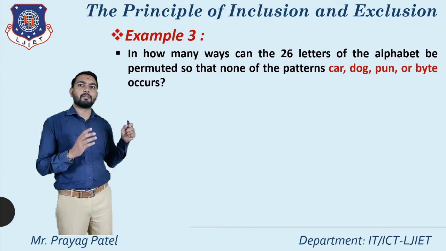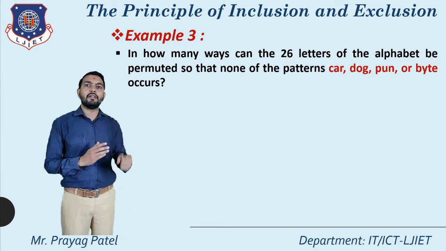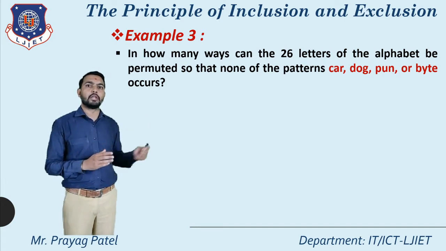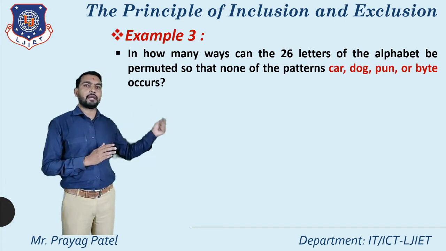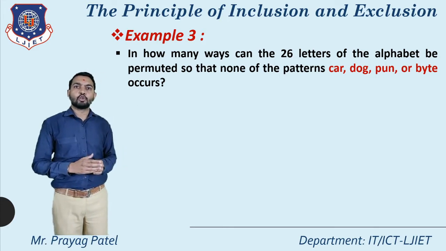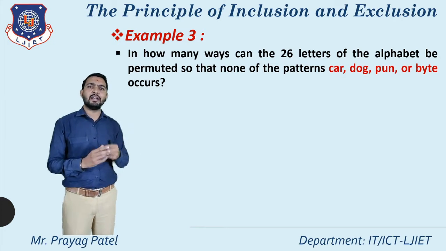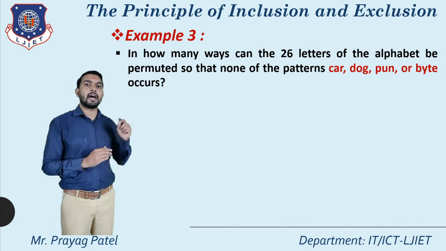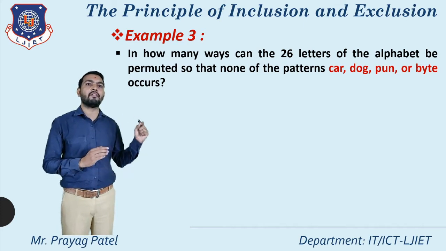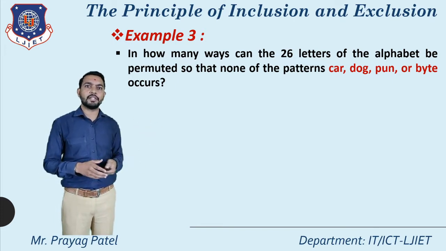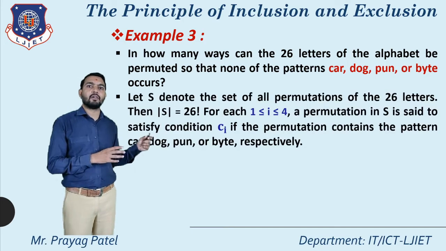Now another example, example number 3. In how many ways can the 26 letters of the alphabet be permuted so that none of the patterns CAR, DOG, PUN or BYTE occurs? So you have to arrange the 26 letters in different ways, but none of these 4 patterns, CAR, DOG, PUN and BYTE, are repeated. So this is the condition. None of these patterns occurs in our sequence.